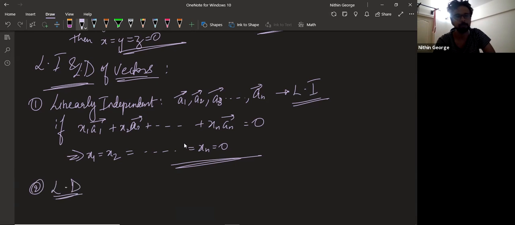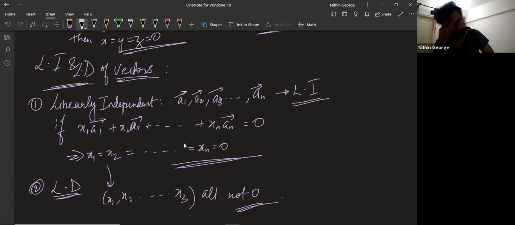What about linearly dependent? Here it's the same thing, but x1, x2, x3 are all not 0. All of them are not 0. That's the idea. Even if one is not 0, that's it.